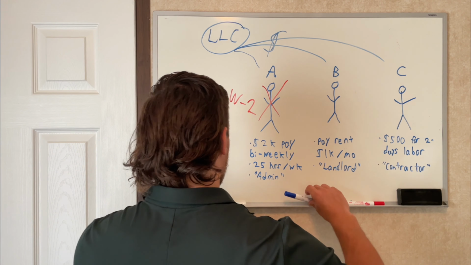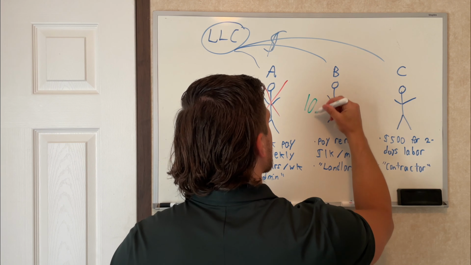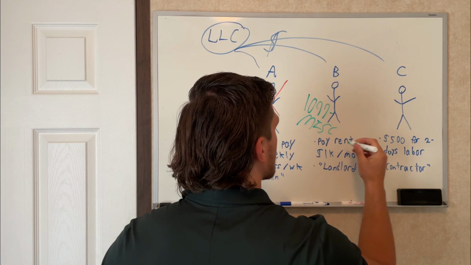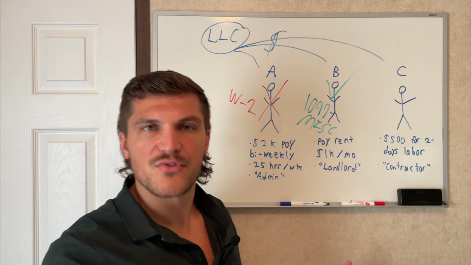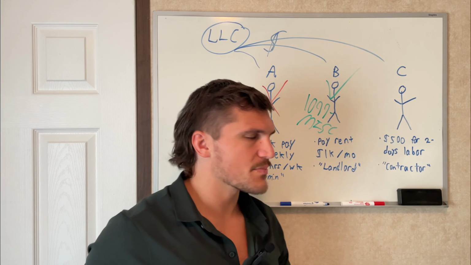So this guy is going to be, let's get some green in here. This is actually going to be a 1099 MISC, right, for that miscellaneous income, right? Because they're not providing me services, they're just providing me storage. So that's that guy. And then last but not least, person C.